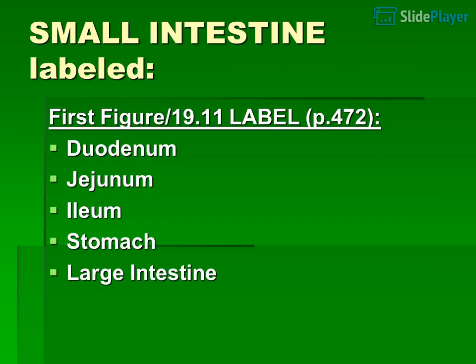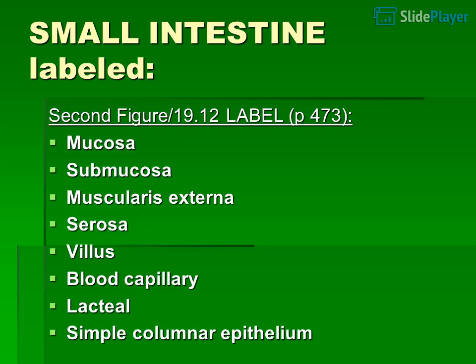Small intestine labeled. First figure 19.11 label, P.472: Duodenum. Jejunum. Ileum. Stomach. Large intestine. Small intestine labeled. Second figure 19.12 label, P473: Mucosa. Submucosa. Muscularis externa. Serosa. Villus. Blood capillary. Lacteal. Simple columnar epithelium.